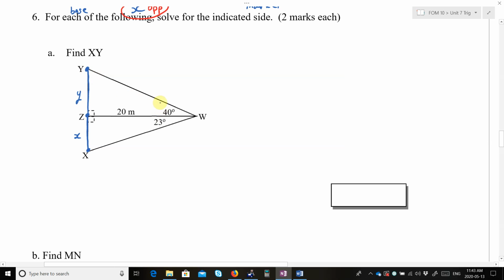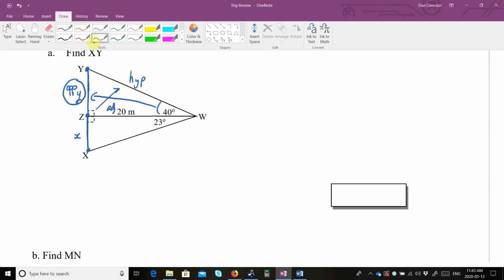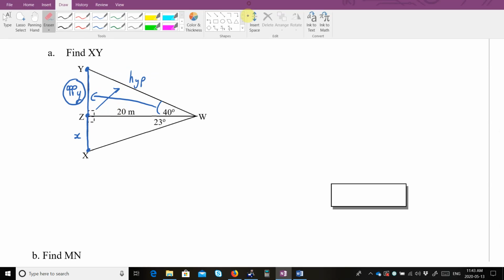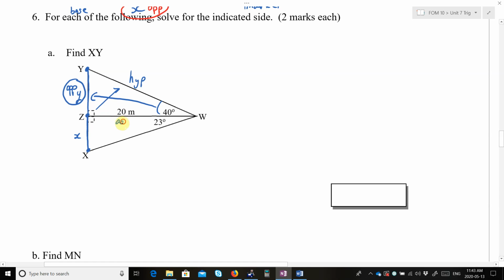In the top triangle, here's the angle that we have. Across from it is the opposite. That's what we want to find. Across from the 90 is the hypotenuse, which means this 20 must be the adjacent side. I'm going to write this down below. We're working with opposite and adjacent, which is tan. So tan of 40 degrees equals opposite divided by adjacent, y over 20.